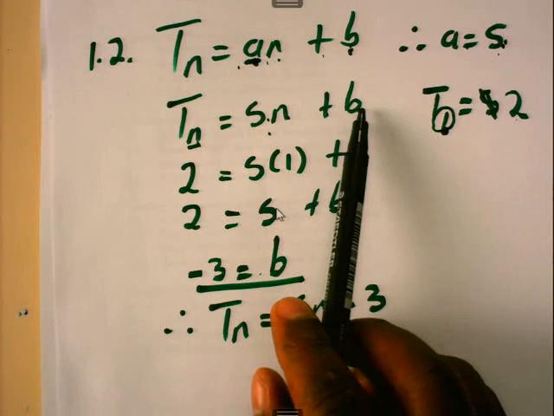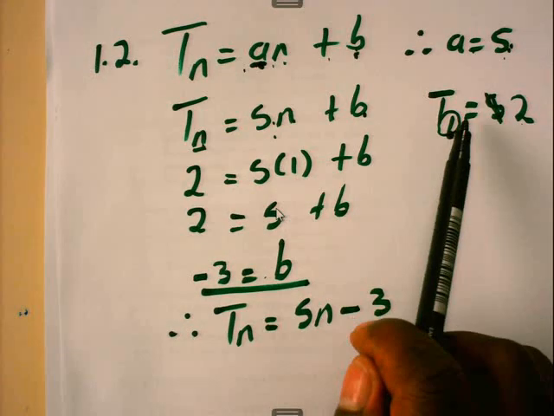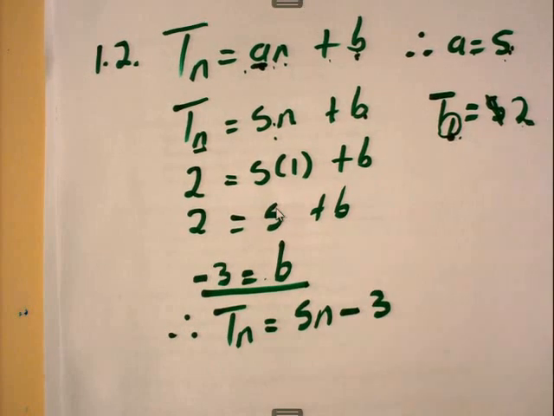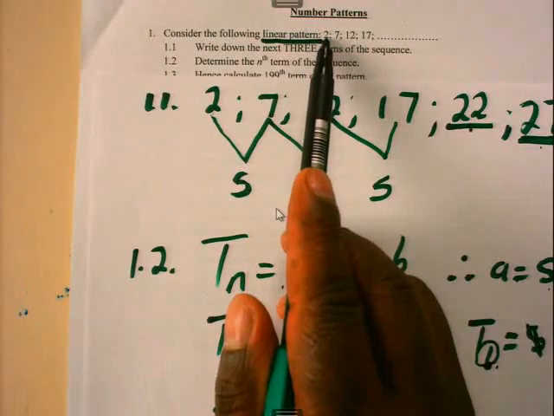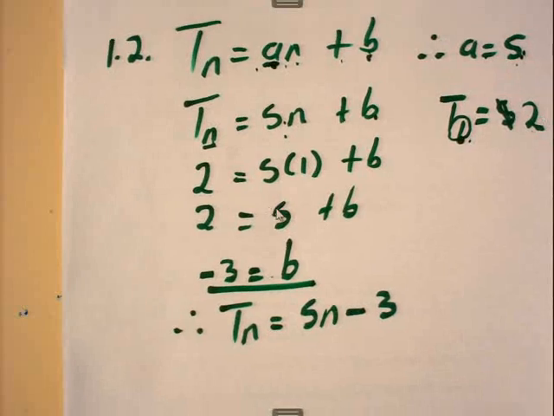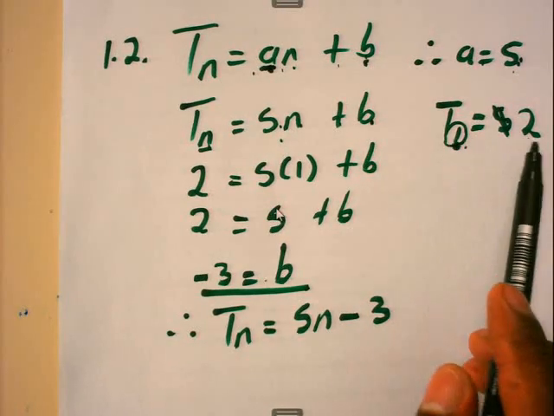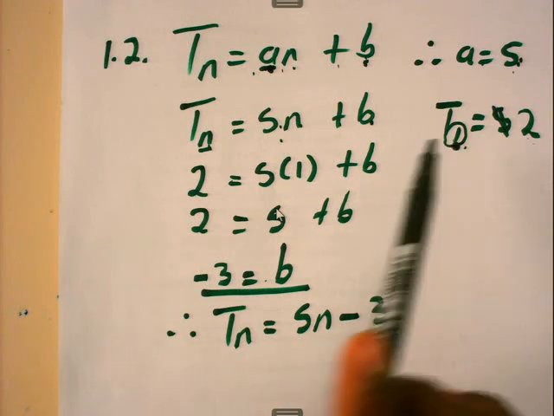So we need to determine the value of b. Check term number 1. Our first term there is given as 2, from the sequence. If our first term is 2, we say T1 is equal to 2. It means we're going to substitute the value of n by 1.